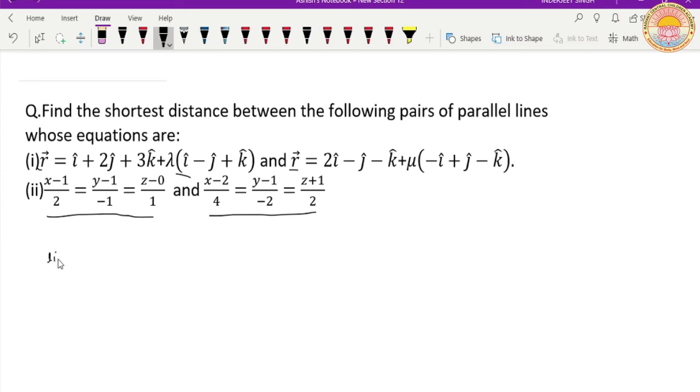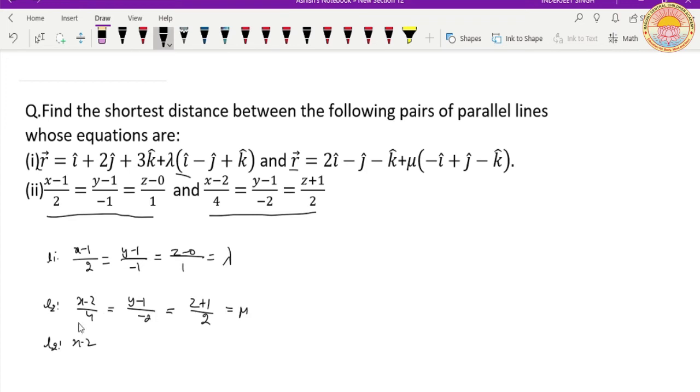Say, if we write L1 in this form, (x minus 1)/2 is equal to (y minus 1)/(minus 1) is equal to (z minus 0)/1 is equal to lambda, say, and the second line is L2, (x minus 2)/4 is equal to (y minus 1)/(minus 2) is equal to (z plus 1)/2. Line L2 can also be written as, say, this is equal to mu.